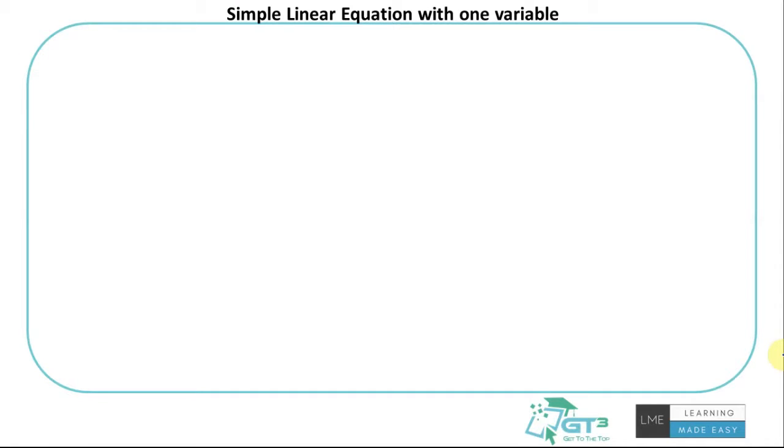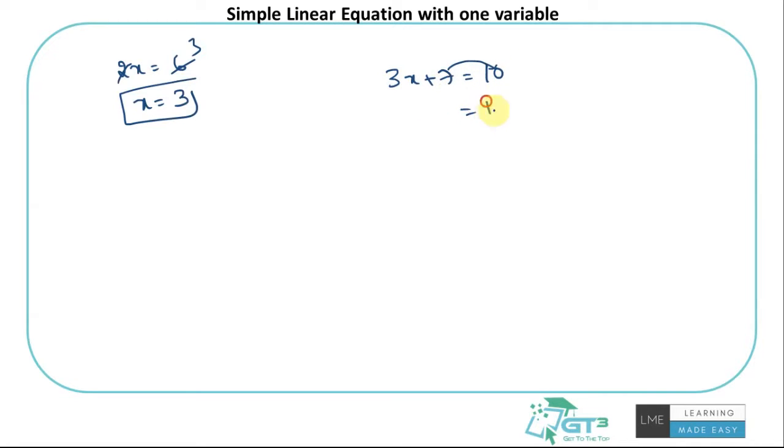So first, let's get started with some basic simple linear equations with just one variable. If I say 2x is equal to 6, what is the value of x? 3, right? 2 1s are 2, 2 3s are 6, so x is 3. If I say 3x plus 7 is equal to 10, what is the value of x? So 7 goes this side, it will become 10 minus 7 because it's plus 7. So 3x is equal to 10 minus 7, which is 3, so x is 1.